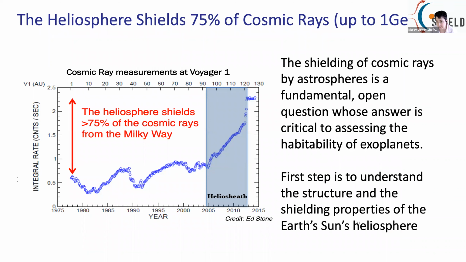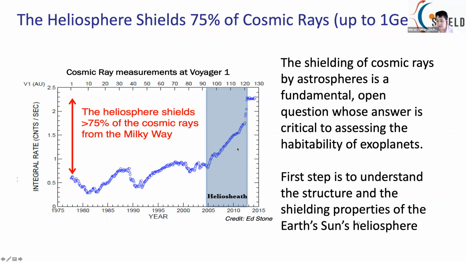One key aspect of the heliosphere that I mentioned is that the heliosphere is a great shield. And now we know, because we have probes, the Voyager spacecraft, that left the bubble, that the heliosphere shields 75% of cosmic rays.